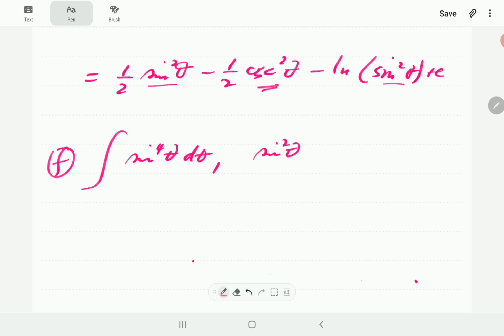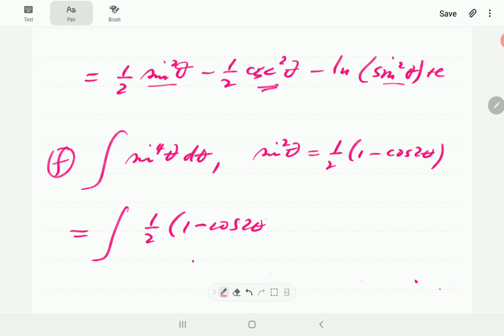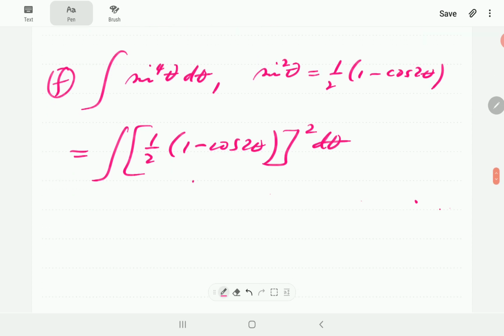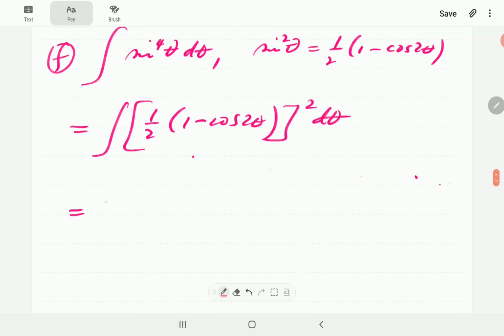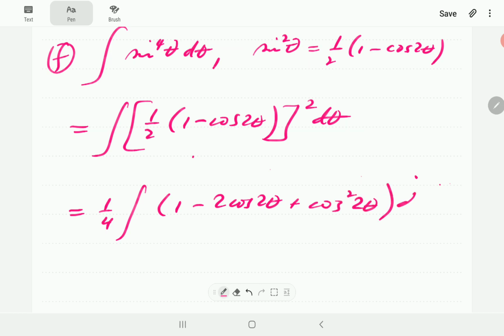So the particular one we need is the one for sine. So sine squared is 1/2 into 1 minus cosine 2 theta. So that's what we're going to plug in here. So 1/2 into 1 minus cosine 2 theta. Since this is sine to the power of 4, so that should be all squared. Then 1/2 squared is 1/4. Then if we remove brackets here, it's going to be 1 minus 2 cosine 2 theta plus cosine squared 2 theta.